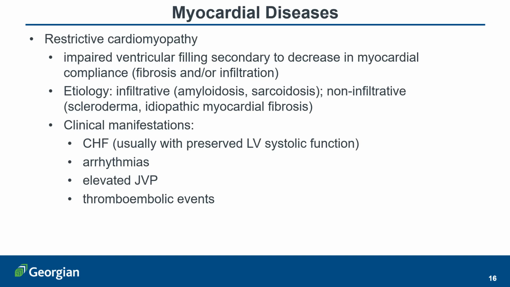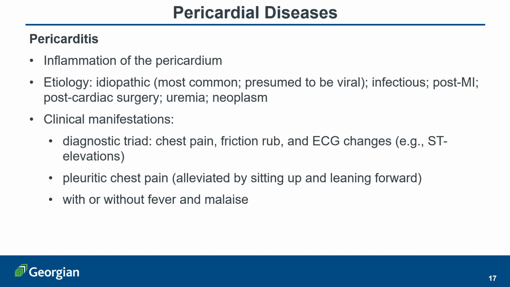The clinical manifestations, just like the other forms of cardiomyopathy, are congestive heart failure, usually this time with preserved systolic function, so it's the diastolic function that is mainly affected, development of various arrhythmias, elevated jugular venous pressures, and the risk of the formation of various thromboembolic events, such as pulmonary embolism. Moving along to the outermost layer of the heart, the pericardium.